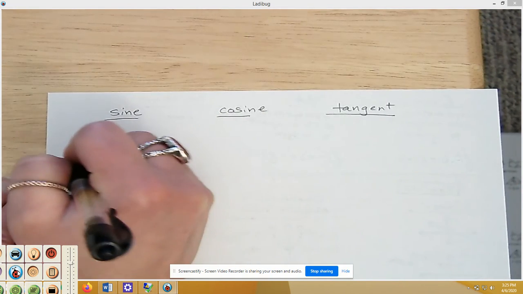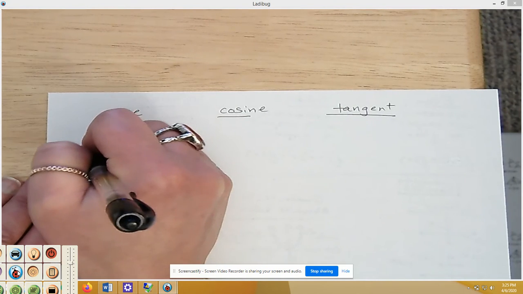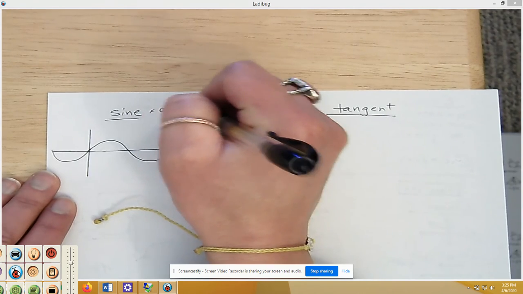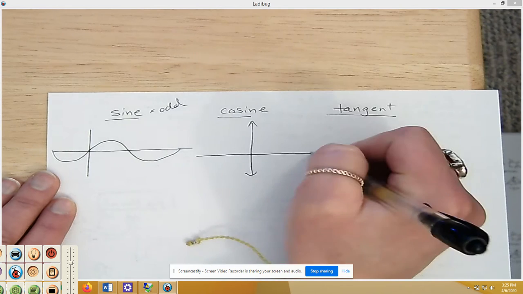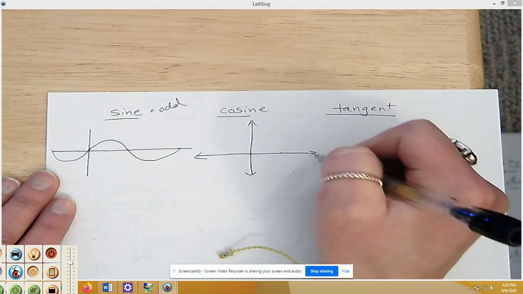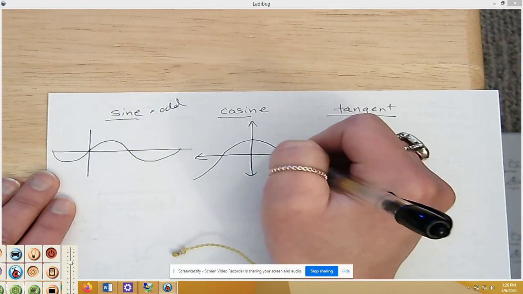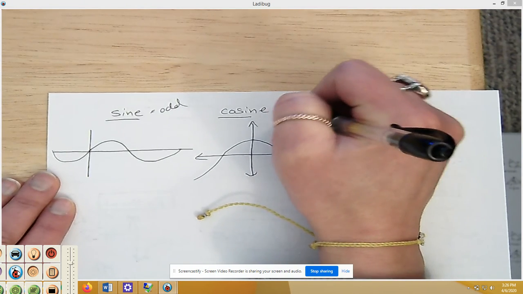All right, and then if you think of the parent sine function, parent sine is always going to be odd. The parent cosine will always be even. So you're starting at the max. I guess I could have given myself a little bit more room here, but you're starting at the max and you're going to go through this way. So the parent cosine is always even.